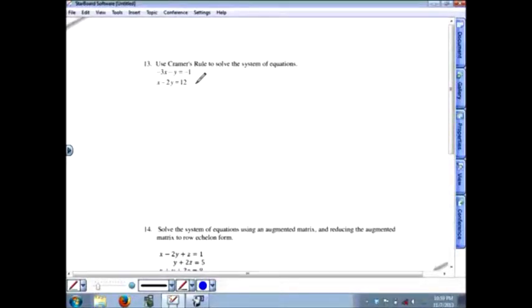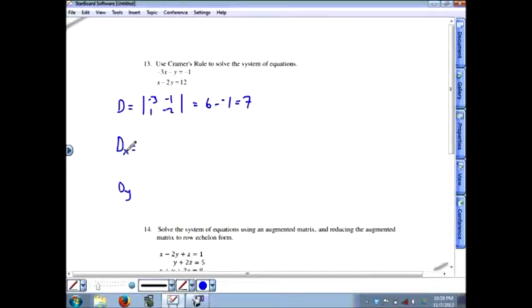Question 13, using Cramer's rule to solve. Cramer's rule involves setting up a series of determinants and then dividing them to find your values of x and y, or z, however many variables you're looking for. So if it's 2 variables you're looking for, you need 3 determinants: D, D sub x, and D sub y. The determinant D is simply the determinant formed by the matrix of the coefficients of the variables. So this is negative 3, negative 1, 1, and negative 2. The determinant is going to be ad, negative 3 times negative 2, which is 6, minus negative 1 times 1, so it's minus negative 1, and that's 7.